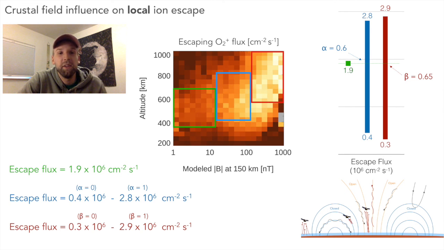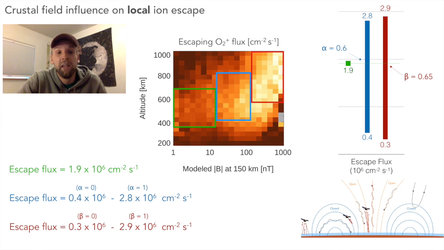My final estimate here is of the influence that crustal fields have on local ion escape, not caring about the global distribution of those fields. This might have some more direct implications towards the question of whether planetary magnetic fields matter, and it involves just a more direct comparison between the escape fluxes in crustal field regions and non-crustal field regions. The range of values that result from alpha and beta going from 0 to 1 are shown here, and we can see that in order for crustal field regions to have escape fluxes equal to those in non-crustal field regions, they need to have an alpha and beta value of 0.6 and 0.65 respectively.